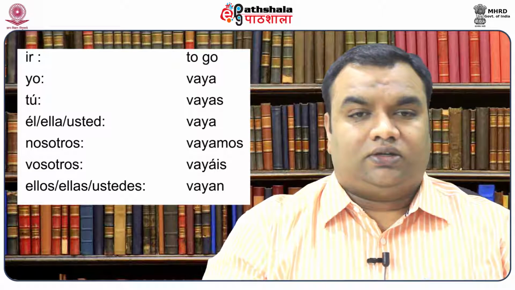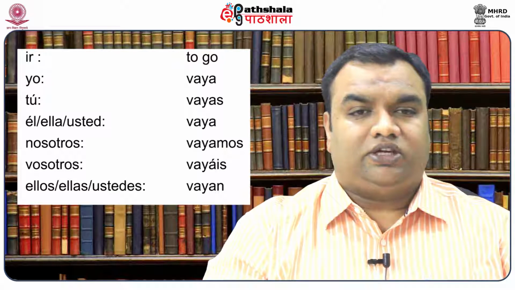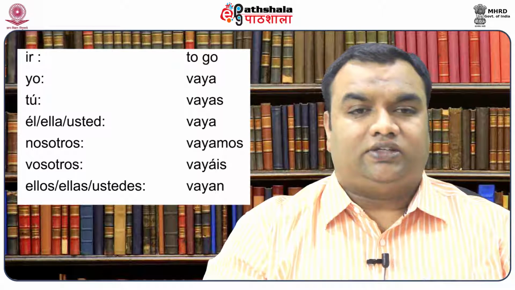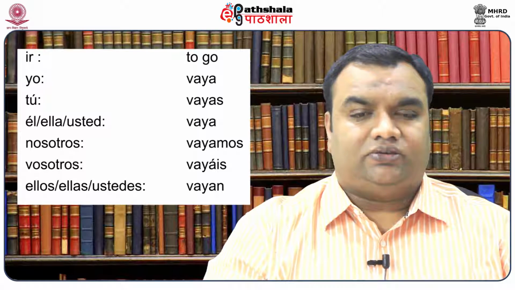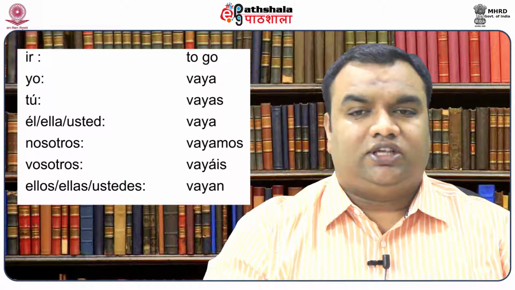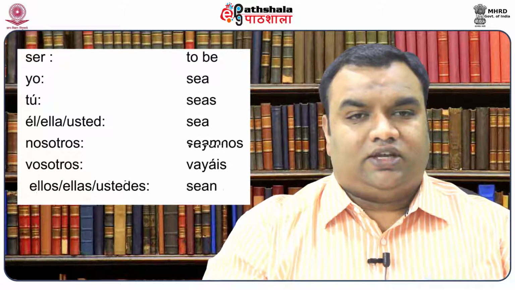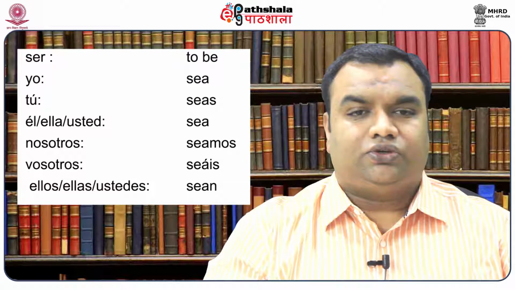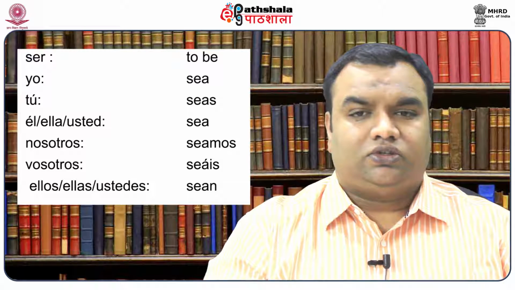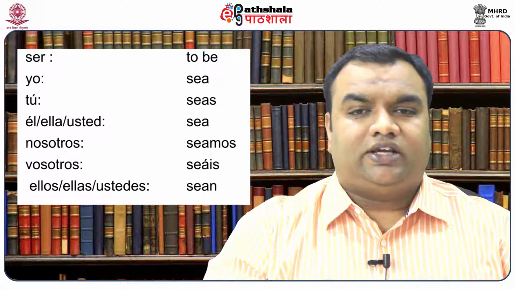Next is ir, which means to go, and in the subjunctive it is conjugated as yo vaya, tú vayas, él, ella, usted vaya, nosotros vayamos, vosotros vayáis, ellos, ellas, ustedes vayan. Ser, which means to be, in the subjunctive is conjugated as yo sea, tú seas, él, ella, usted sea, nosotros seamos, vosotros seáis, ellos, ellas, ustedes sean.